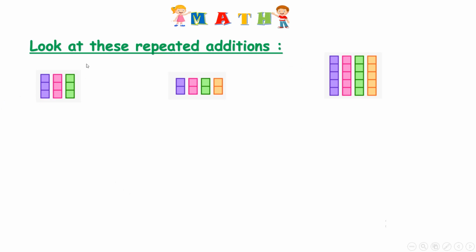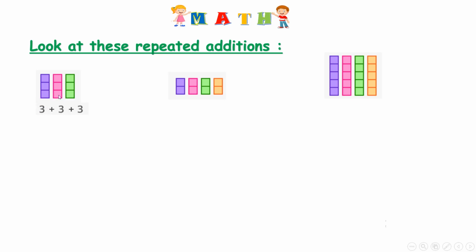The first group in here I have 1, 2, 3 violet squares and then 1, 2, 3 pink squares and then beside it 1, 2, 3 green squares. So in all I have what? I have 3 plus 3 plus 3.